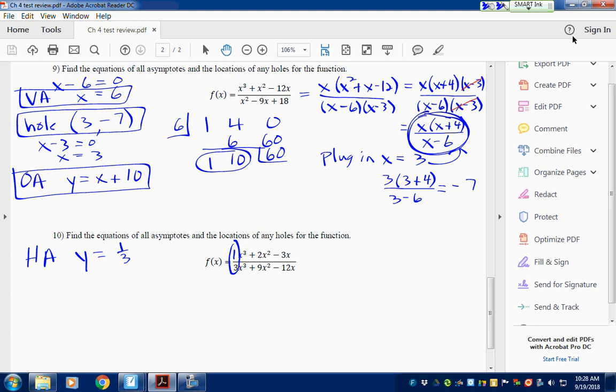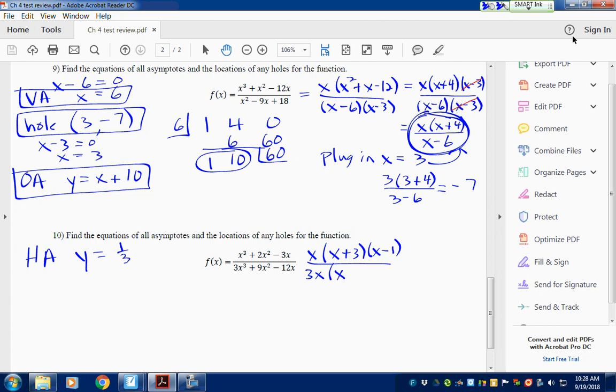Y equals 1/3. Now to get the rest, we're going to need to factor. So back over here, let's factor this guy. We can pull an x out. How does x squared plus 2x minus 3 factor? That would be x plus 3 times x minus 1. So there are the factors on the top. This one, pull out a 3x, leaving x squared plus 3x minus 4.